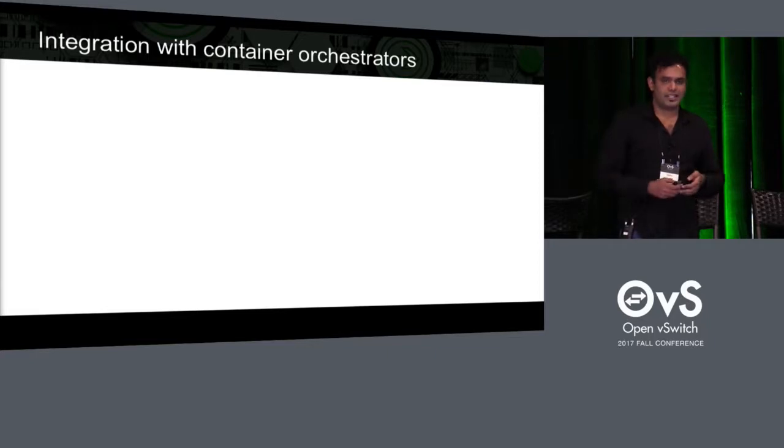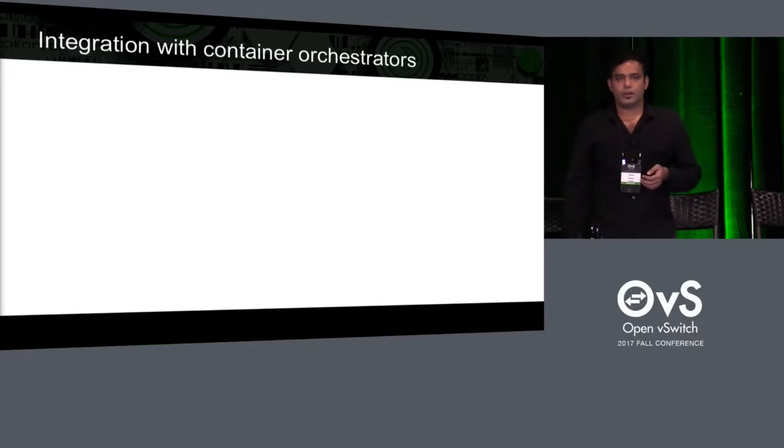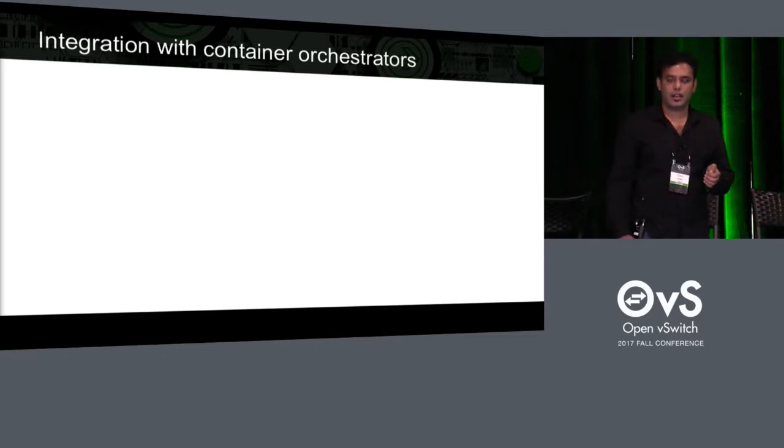Now the third question is, what does it mean to integrate OVN with container orchestrators? Managing, deploying, and maintaining the life cycle of thousands of applications, it's hard to do it one application at a time. You need someone to maintain them. You need someone to help the applications discover each other. And the container orchestrators take care of all of that.